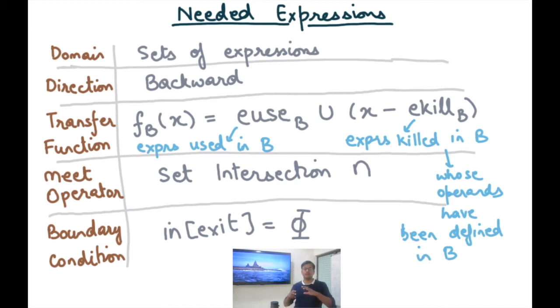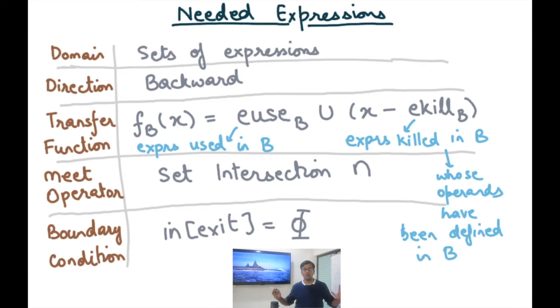So for example, if I'm looking at expression a plus b, but then I have redefined a to some, let's say, value x, then a plus b has been killed. All right, so that's what e-kill means. And e-use, basically, I've already described. So that's a transfer function. It's a backward data flow analysis which says whether it has been used and it has not yet been killed.